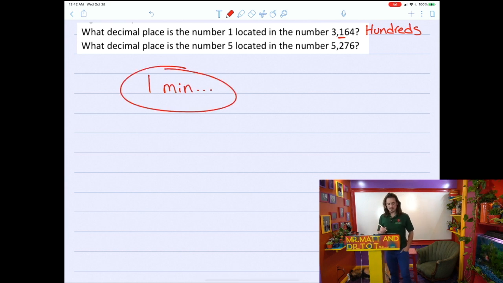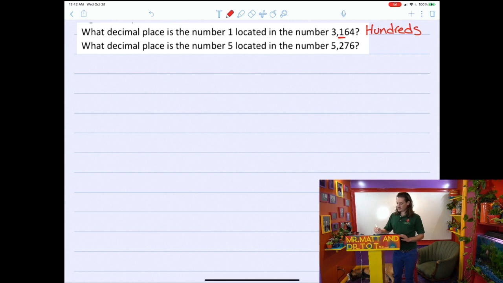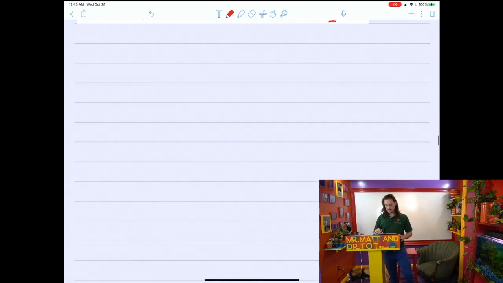And that is, what decimal place is the number 5 located in the number 5,276? So in the number 5,276, the 5 is located in the thousands place. Okay, let's look at the next few. I'm going to give you 1 minute.